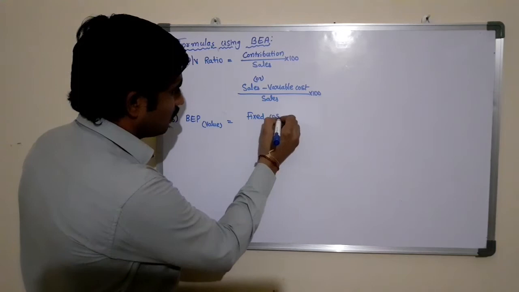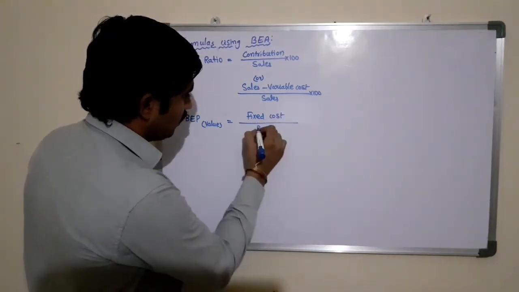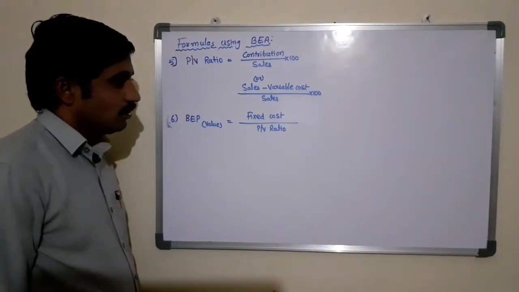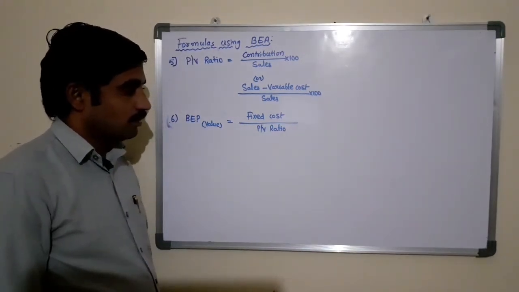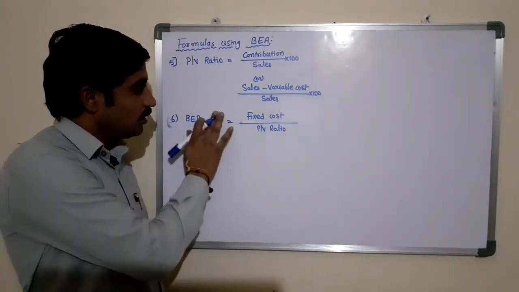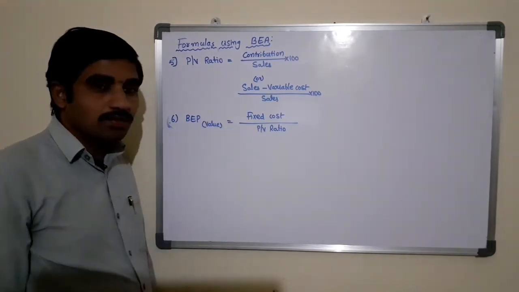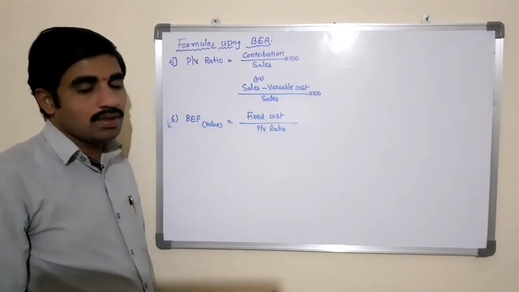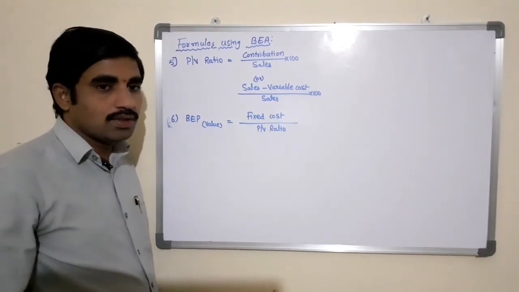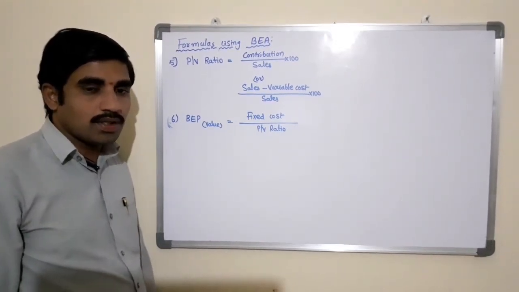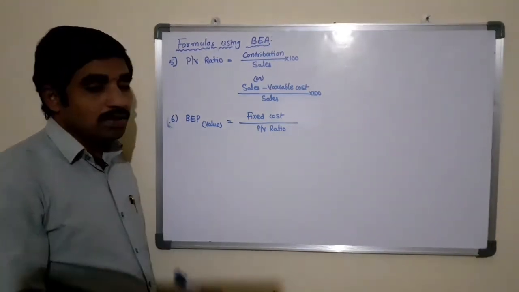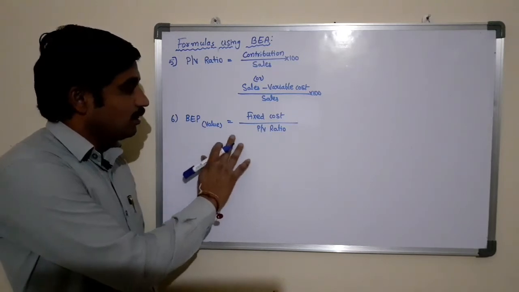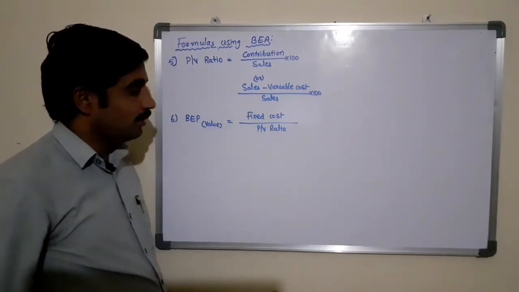Fixed cost by PV ratio. Or you can also use the formula fixed cost by contribution margin ratio. What is contribution margin ratio? Contribution by sales into 100. If it is in terms of units, contribution margin per unit by selling price per unit. Here the BEP in value equal fixed cost by PV ratio.